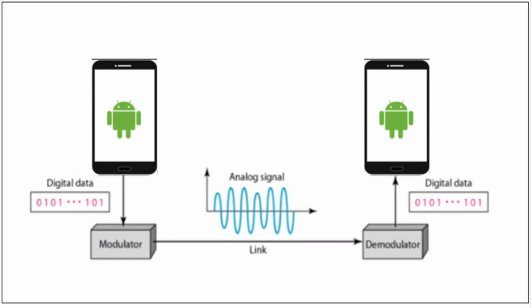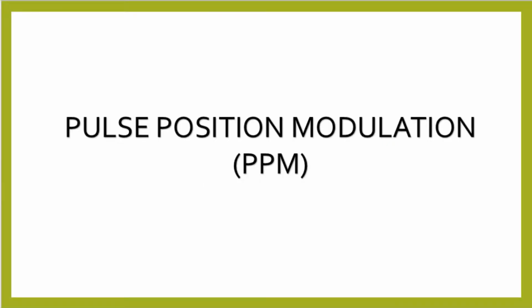Every file is a sequence of zeros and ones. The transmitting phone is loading that sequence, but before it can be sent, the data has to be prepared by a process called modulation. There are many types of modulations available, but in this project we chose to implement pulse position modulation.